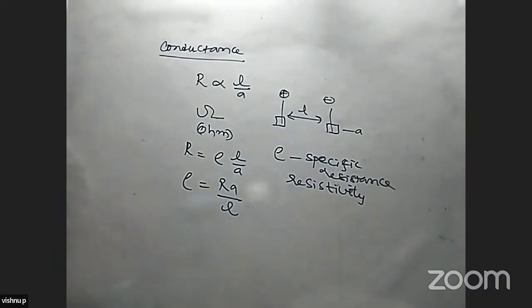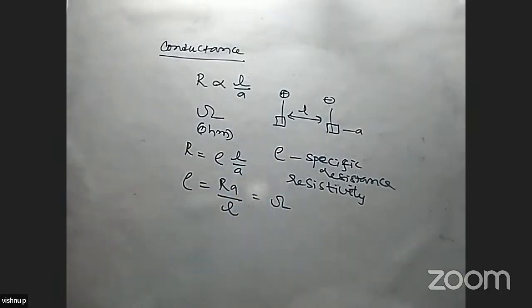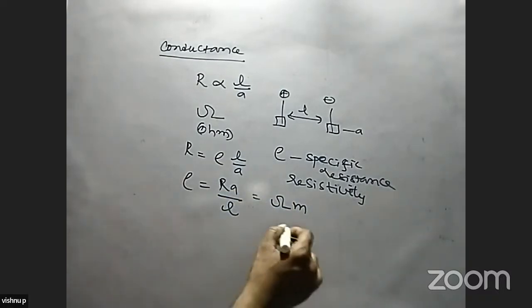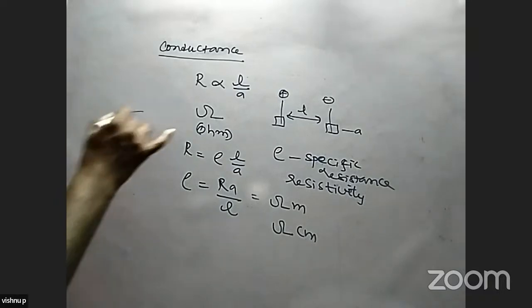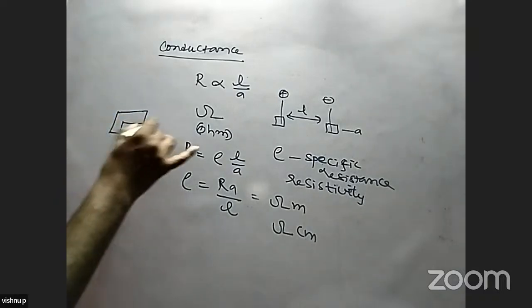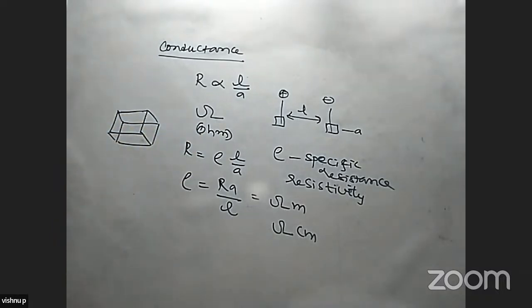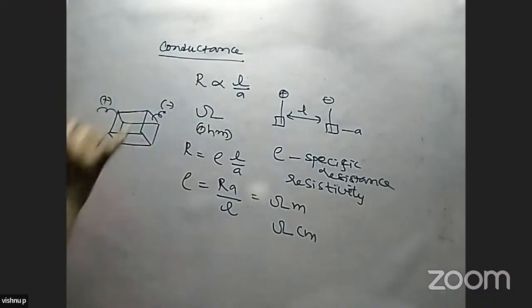And what are the units of specific resistance? R is in ohms. In SI units, area is meter square and length is meter, so we write ohm meters, or ohm centimeter. This is the unit of rho. We can take the example of a small cube with 1 ml of electrolyte, with one positive electrode and one negative electrode, and the distance between them is also fixed.